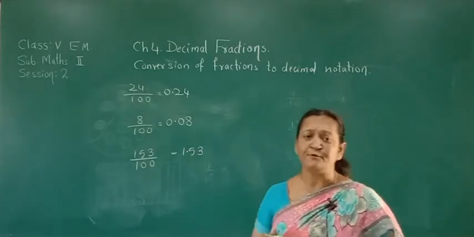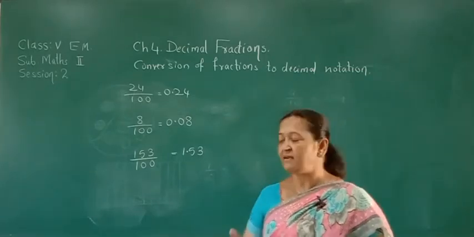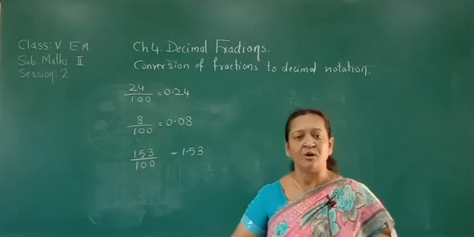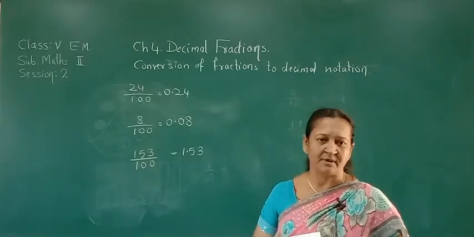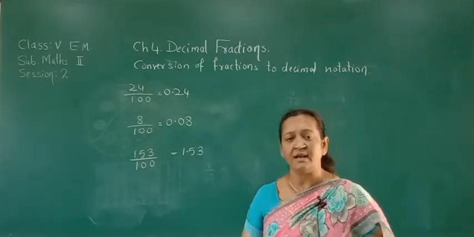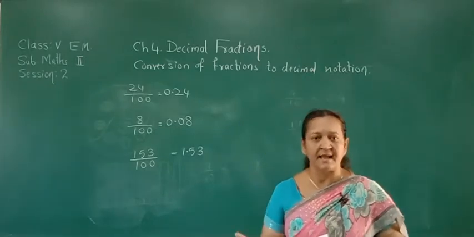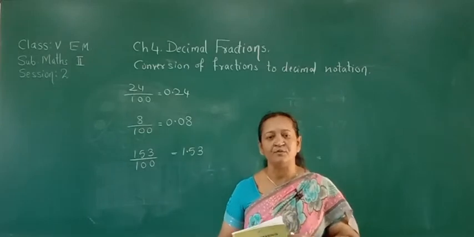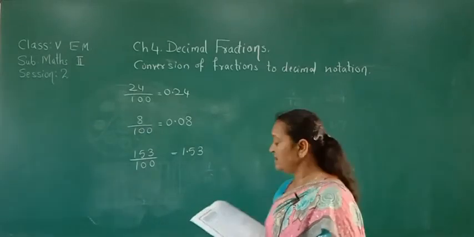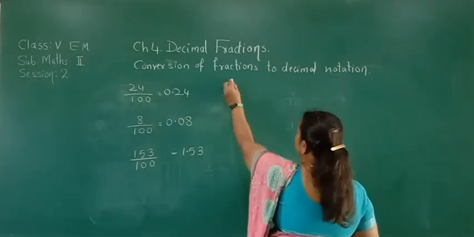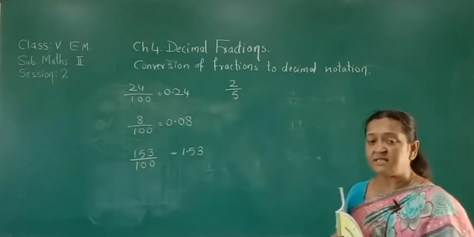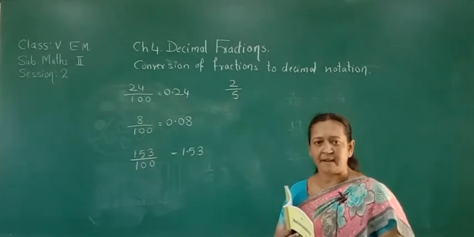Now our confusion is: if the denominator is 10 or 100, then we can count the zeros and put the decimal point. But if the denominators are other than 10 or 100, then how do we convert them to decimals? Here suppose 2 by 5 is given. Then how do we convert this 2 by 5 to decimal?